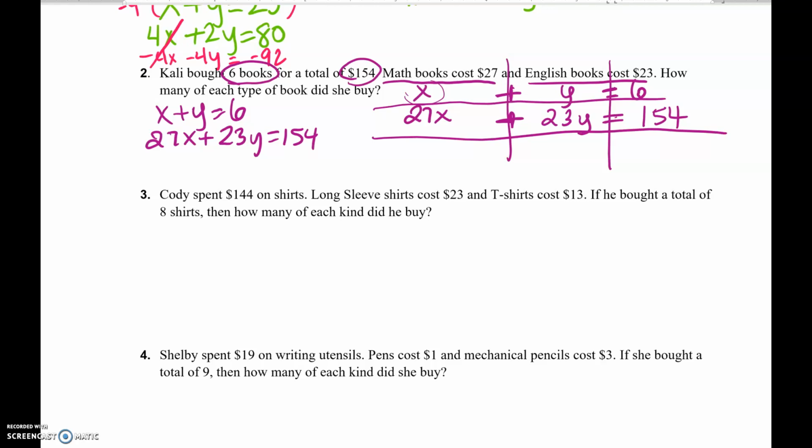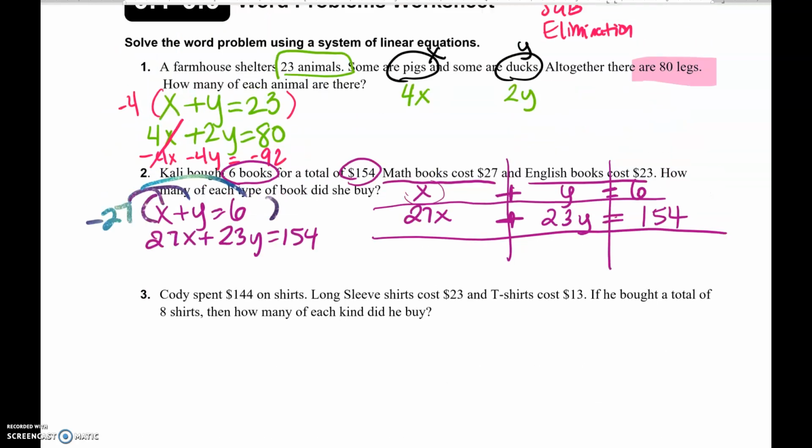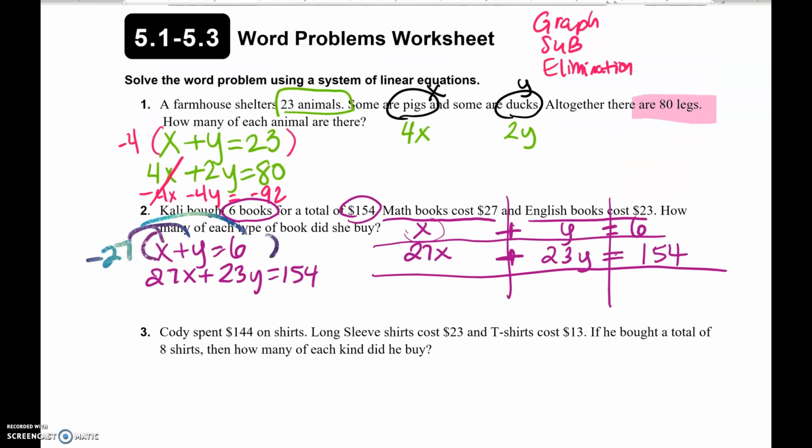So if you're like, I'm going to keep using elimination until I'm done with it, multiply by a -27 so that way when you distribute that to everything, your x's will cancel. Okay? You could also multiply by a -23 to get your y's to cancel. If you like graphing, grab some graph paper from the shelf, graph everything, and then find your answer that way.